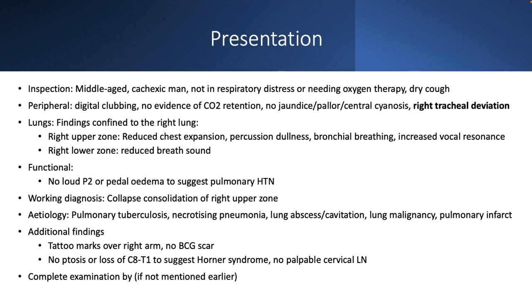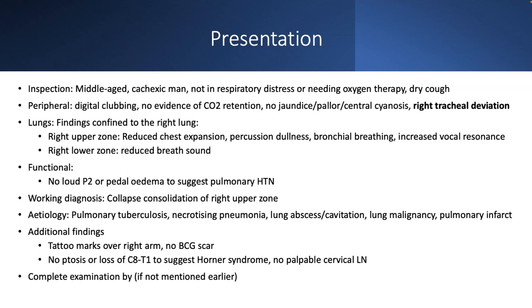And my finding over the lungs is confined to the right side, especially the upper lobe, in which that is the upper zone. Sorry, we shouldn't use the lobe. Lobe is for the anatomy, but clinically it's zone. In which at the right upper zone, there's a reduced chest expansion, percussion dullness with a reduced breath sound. However, there's a bronchial breathing with increased vocal resonance. At the right lower zone, there's also some reduced breath sound as well. Okay, functionally, there's no loud P2 or pedal edema to suggest pulmonary hypertension.